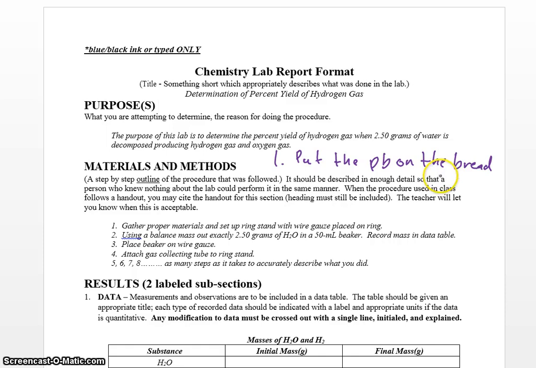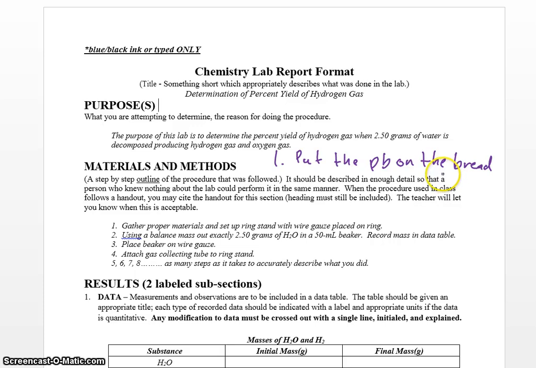Now, compare that to doing something like: take out a jar of peanut butter and a loaf of bread. Remove 2 slices of bread from the loaf package and lay flat on a table. Open the jar of peanut butter. Using a butter knife, remove approximately 2 tablespoons of peanut butter and spread evenly over 1 slice of the bread. You can see that that is a much more detailed and descriptive explanation of what you're going to do.